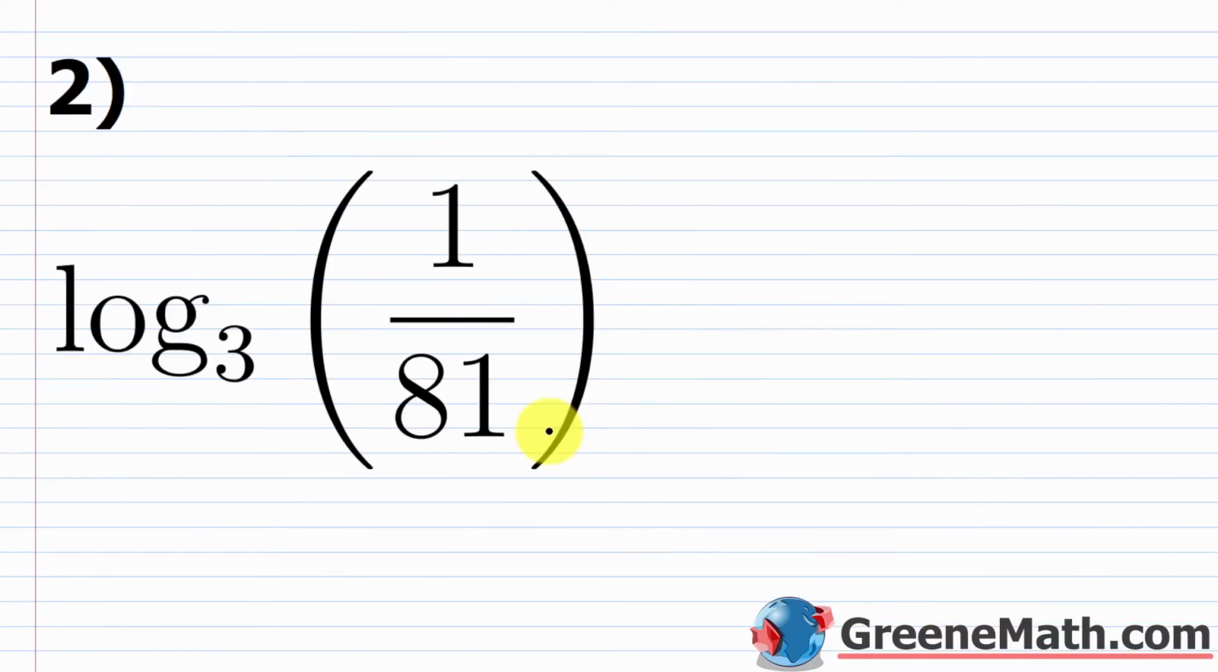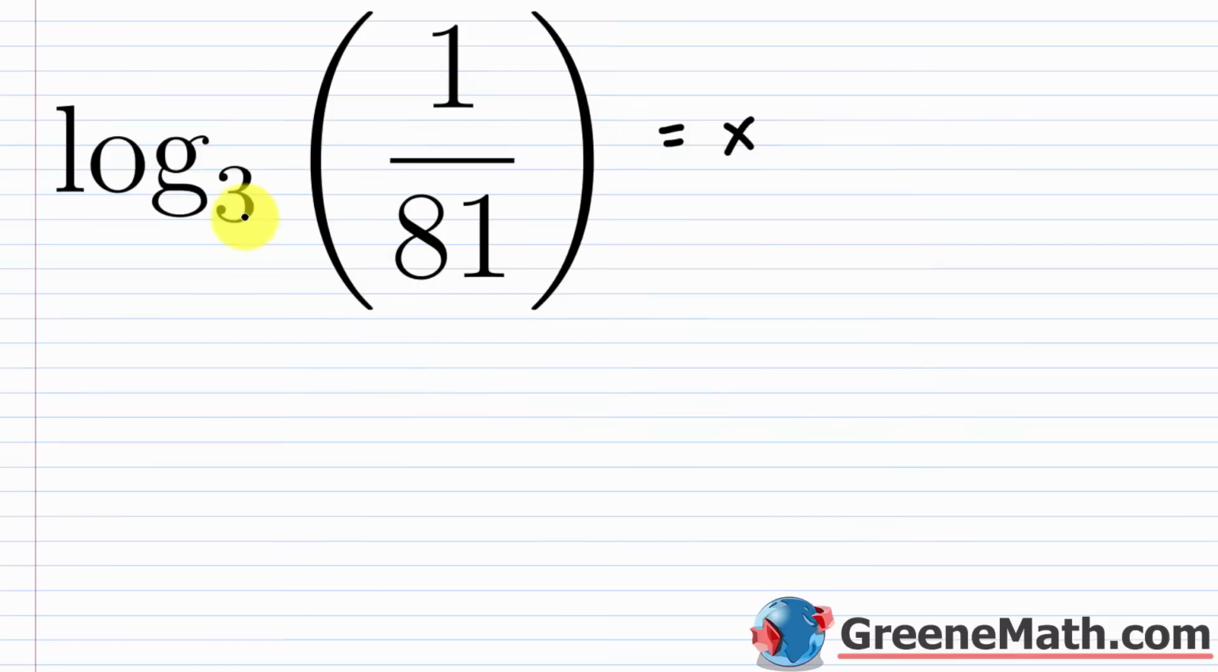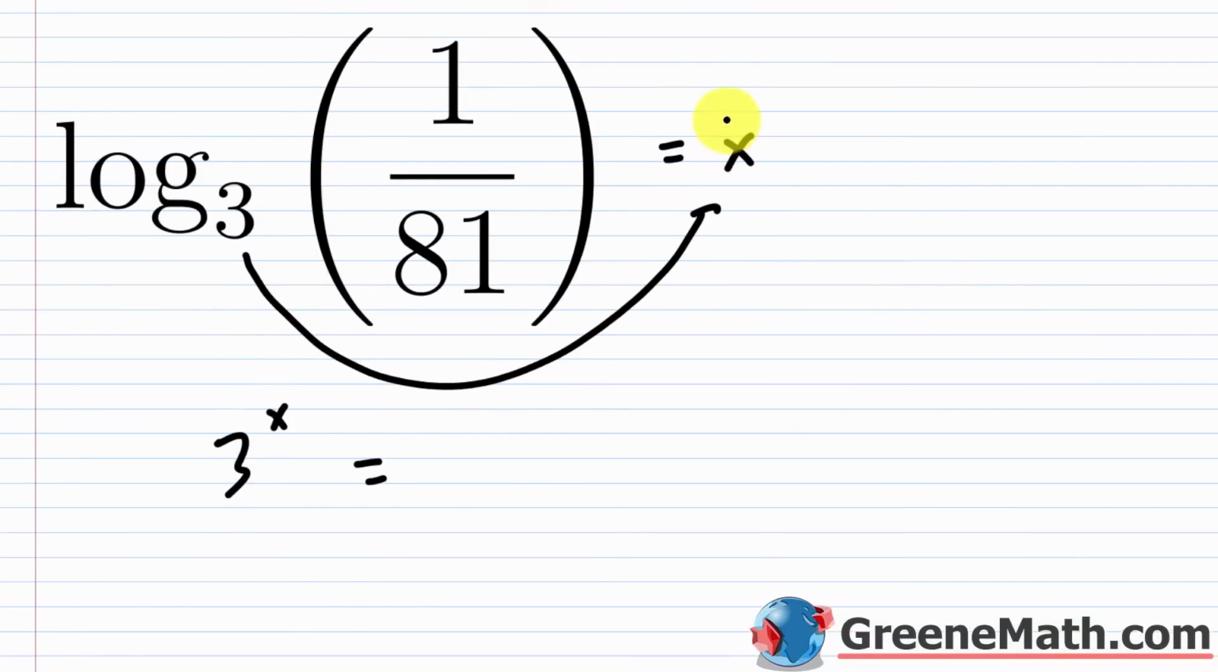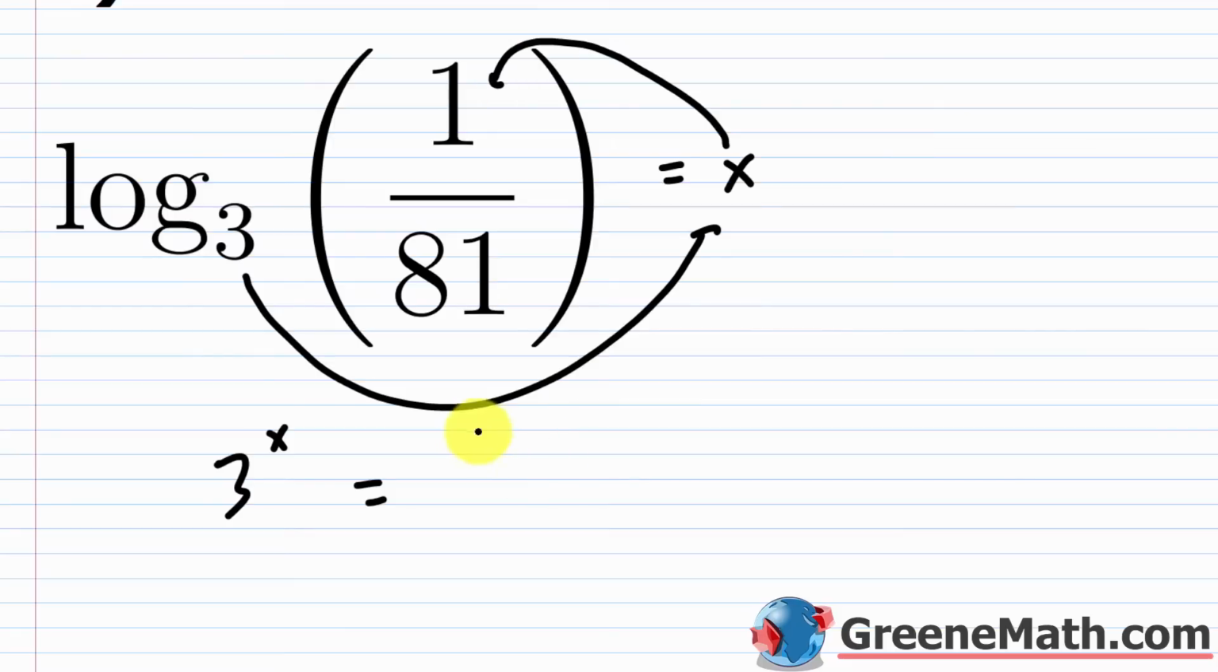Okay, let's take a look at problem 2. So here we have log base 3 of 1/81. Again, you could just say that this is equal to x. Would put this into exponential form. So the 3 is the base, and this would be raised to, your exponent is x, and this would be equal to the argument for the logarithm, which is 1/81. So for this one, what I would do is write 1/81 as 3 to the power of -4.